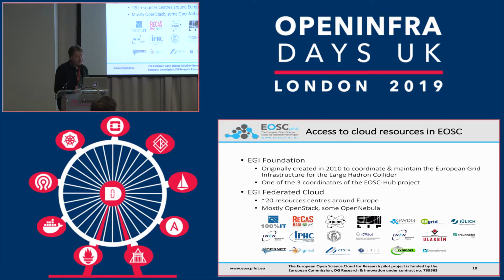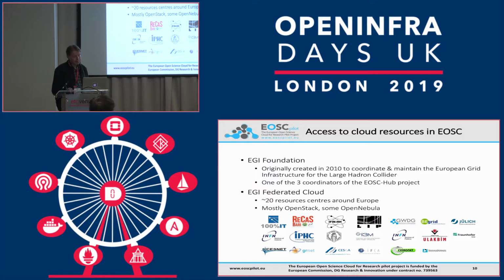Within EOSC, there are cloud resources available. The EGI Foundation was created in 2010 to coordinate all of the grid infrastructure for the Large Hadron Collider. Since then, they're still playing that role, but they're also involved in clouds and other activities, and they're one of the three coordinators of the EOSC Hub project. The EGI Federated Cloud is a group of about 20 different resource centers around Europe. These are mostly OpenStack clouds, some OpenNebula.